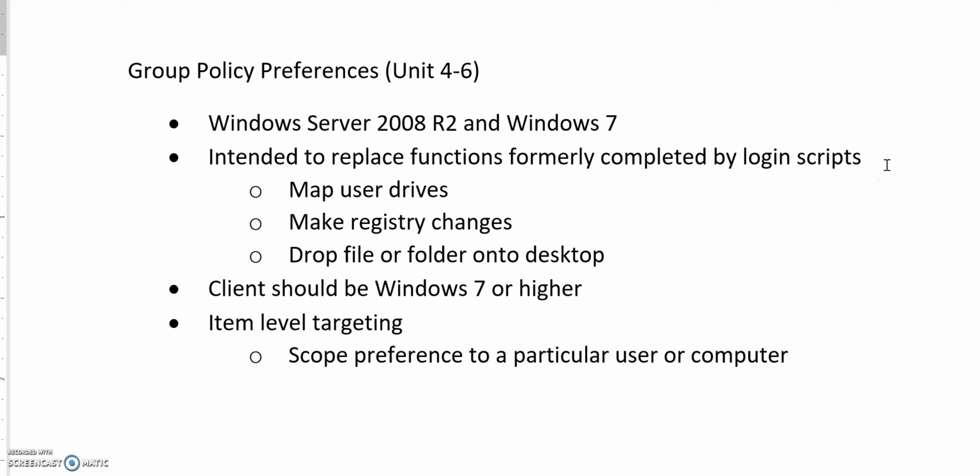So before Active Directory came along, changes to computer environments were typically made by running scripts, and that would be things like mapping user drives, making changes to the registry, or putting a file or a folder onto a desktop or a documents folder. Now with group policy preferences, administrators can make these changes using group policy rather than using scripts that are executed when somebody logs in to the machine.